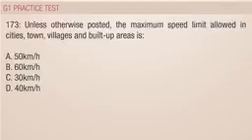Question 173. Unless otherwise posted, the maximum speed limit allowed in cities, towns, villages and built-up areas is A. 50 km per hour. B. 60 km per hour. C. 30 km per hour. D. 40 km per hour.